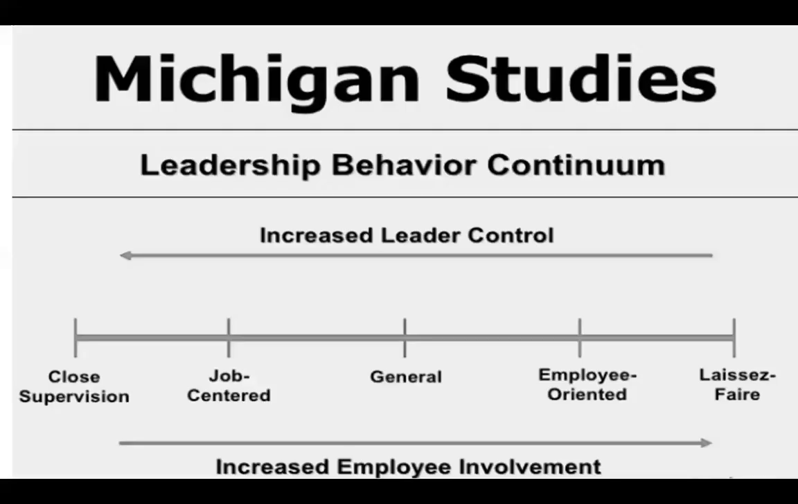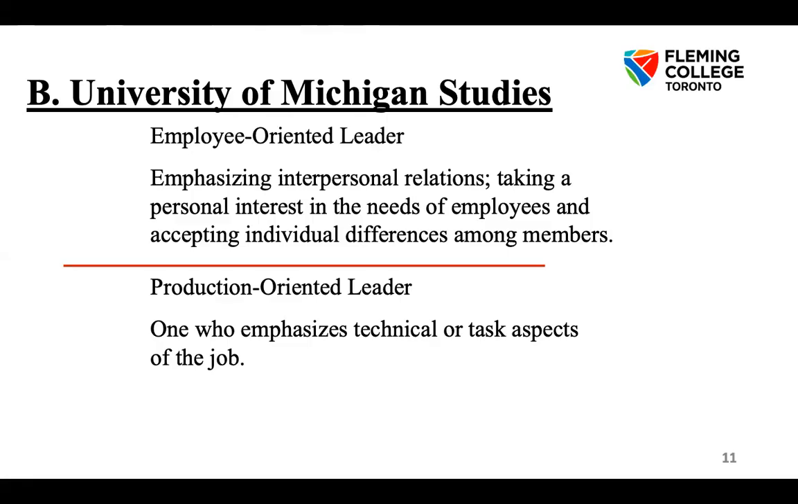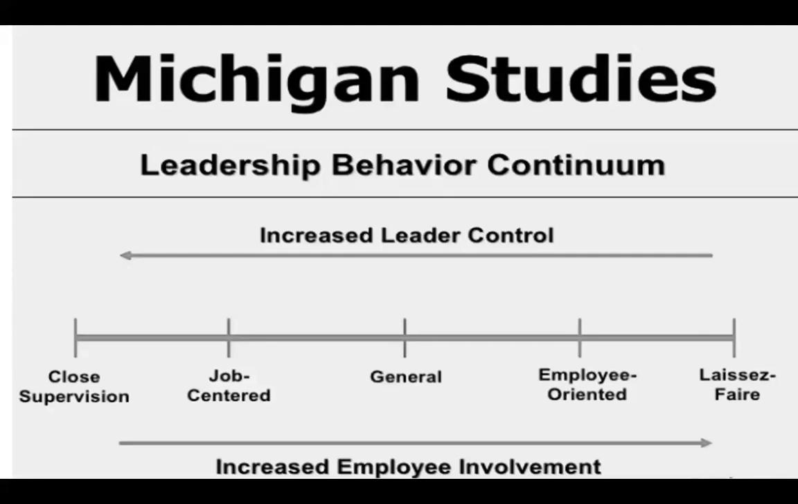Now, the University of Michigan Studies say that an employee-oriented leader emphasizes interpersonal relations, takes a personal interest in the needs of employees, and accepts individual differences among members. A product-oriented leader emphasizes the technical or task aspects of the job. Before studying this in detail, let's see this also. After that, we are going to take a short break of 5 minutes.